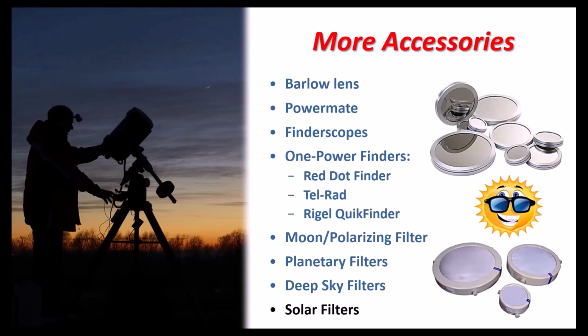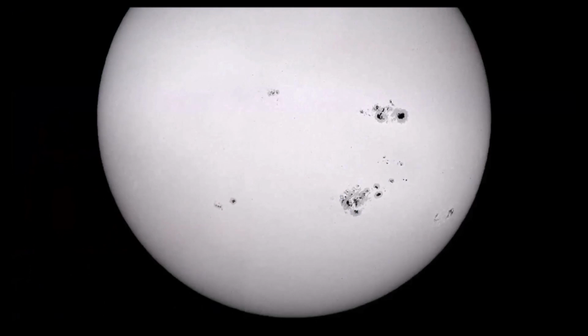And obviously, you can get solar filters for your telescopes. Just remember, the solar filter goes over the front of the telescope, over the objective lens or the primary mirror. And so solar observing can be a great joy during the day.